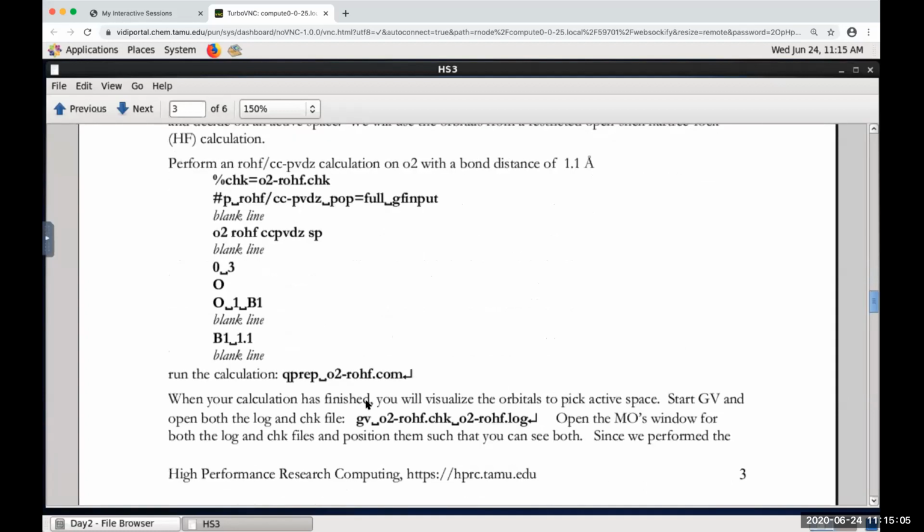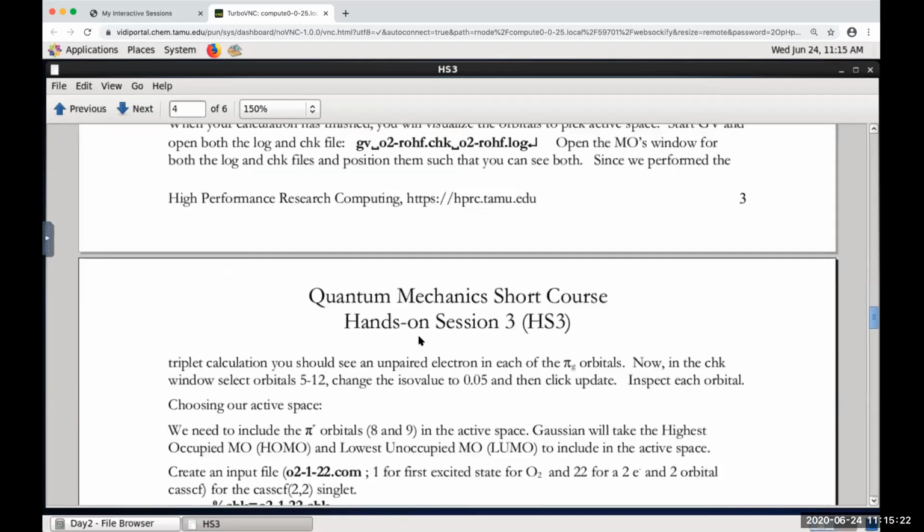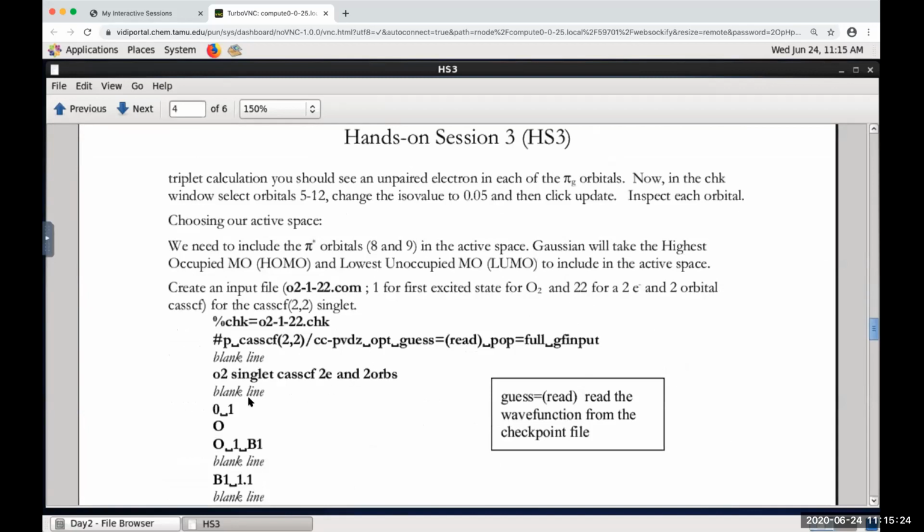For the Hartree-Fock, MP2 and CCSD(T) calculations that we're performing, you need the checkpoint file to read in the geometry. For the CASSCF calculations, you need the checkpoint file to read in the wave function. You can also read in the wave function, and that is shown here, guess=read. If you put in a guess=read keyword, it's going to read the wave function from the checkpoint file, whatever resulted from the previous calculation that produced that checkpoint file.